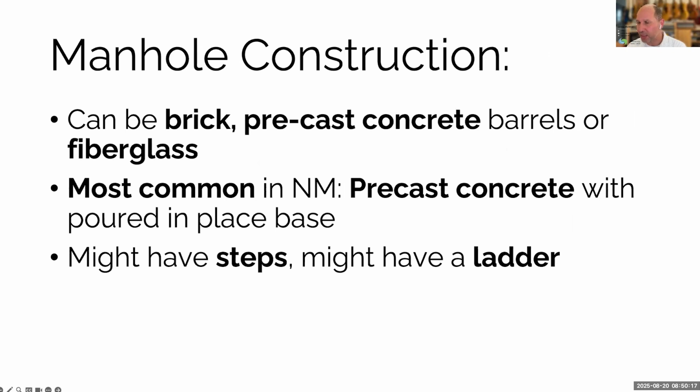A lot of different ways of building them. These, like pipe, have changed over time. Old ones might be made out of brick. Typically now they're either fiberglass or precast concrete barrels. What's typical where you're at may depend on what's available and what's easy to ship. Here in New Mexico, almost everything that's installed now is precast concrete.